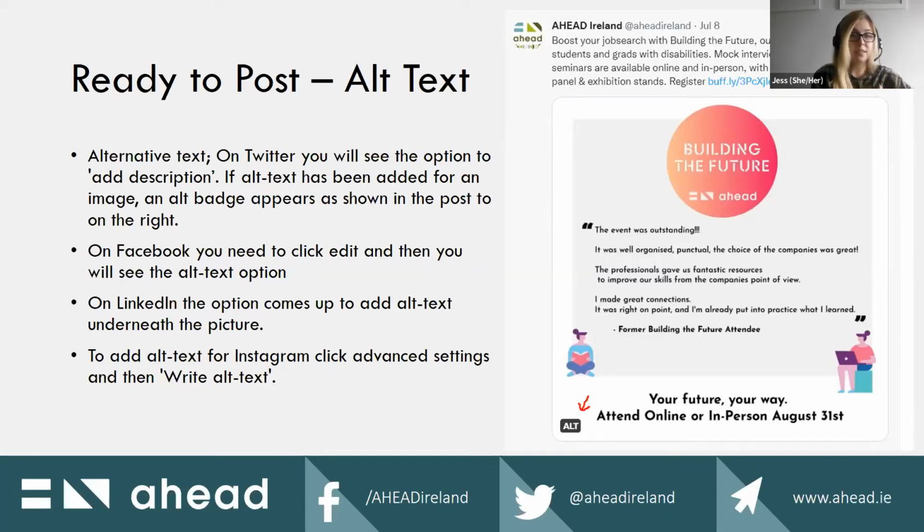On LinkedIn, as soon as you add an image, the option to add alt text will show up underneath the picture with the other options. So you would click in there and add your description. For Instagram, to add alt text, you have to click advanced settings and then write alt text comes up. And so you would add it into the box there.